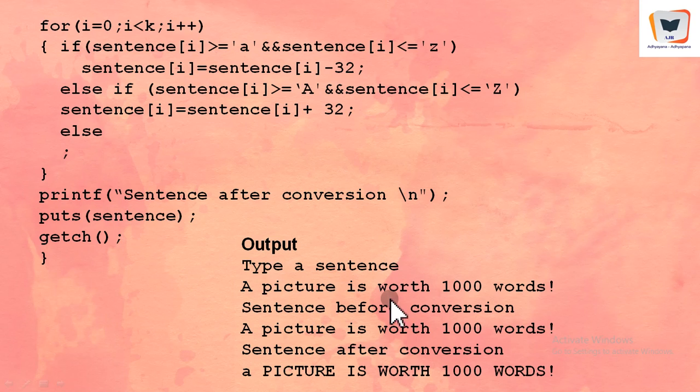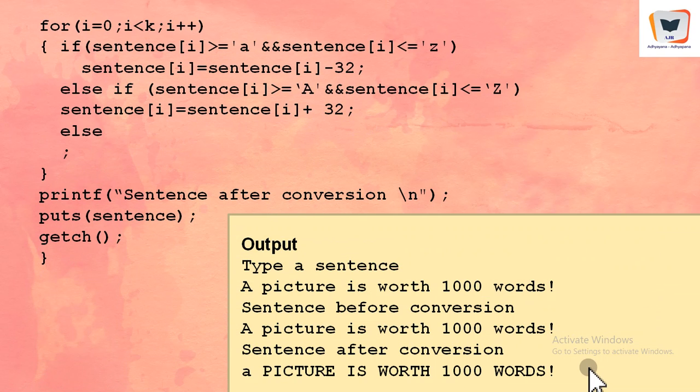Type a sentence. A picture is worth 1000 words. Here this exclamatory mark and this 1 and 3 zeros should remain unchanged, and small letters should be converted into capital letters and capital letters into small letters. Sentence before conversion, same thing is printed. Sentence after conversion, you can see over here capital A has become small a, and picture has entirely converted into uppercase, and everything has happened nicely.